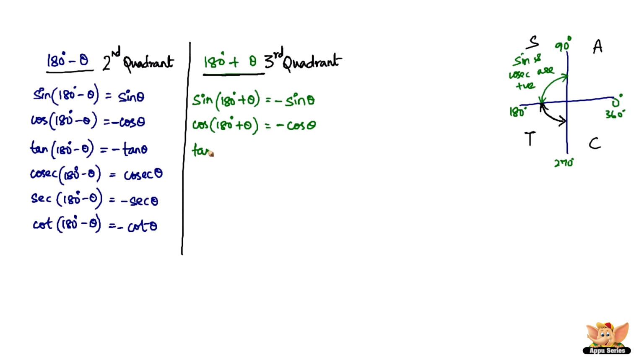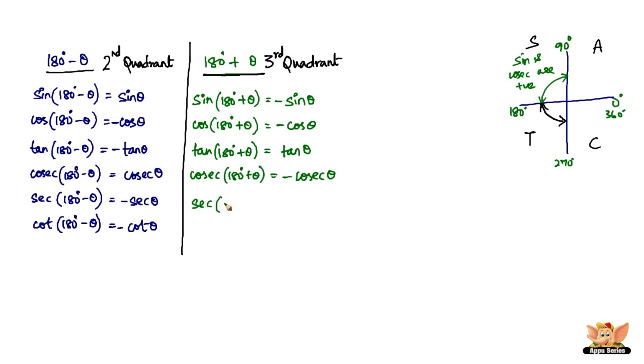And then we go to tan. Tan of 180 degrees plus theta. Since tan is positive in the third quadrant and 180 degrees plus theta is third quadrant, it's going to be positive tan theta. And cosecant of 180 degrees plus theta is going to be minus cosecant theta, because cosecant theta is not positive in the third quadrant, and the 180 is going to keep cosecant as cosecant itself.